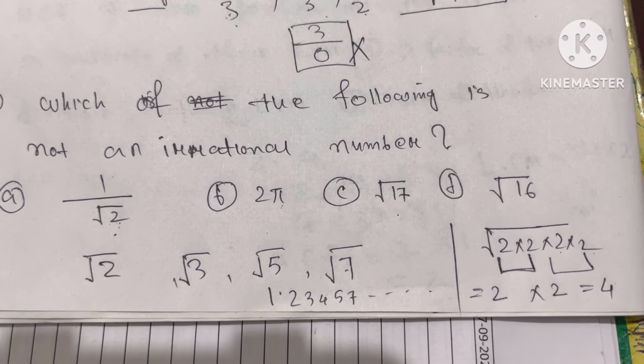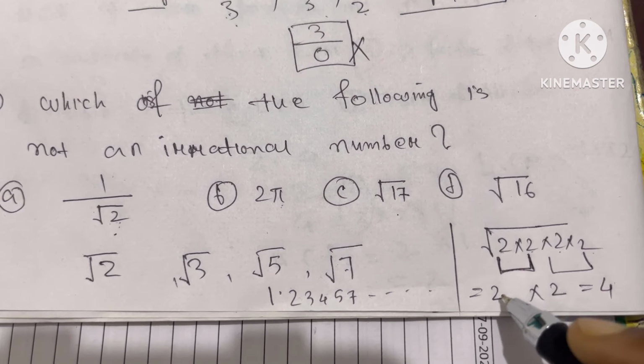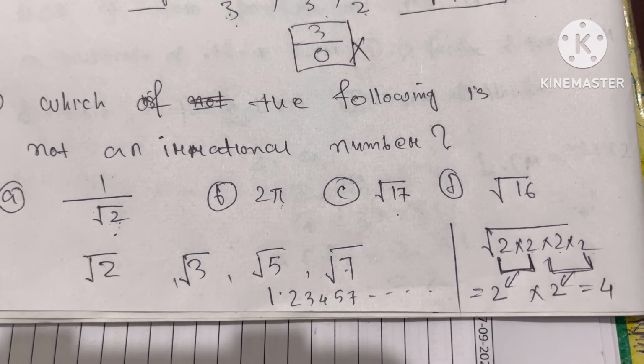So for a square root, if there are 2 same factors, one factor will come out and one factor will cancel because of the root. So from this pair one 2 comes out, and from this pair one 2 comes out. So we can remove the root from 16, the square root of 16 means 4, because 4 times 4 is 16. So that's why option D is correct. So root 16 is not an irrational number.